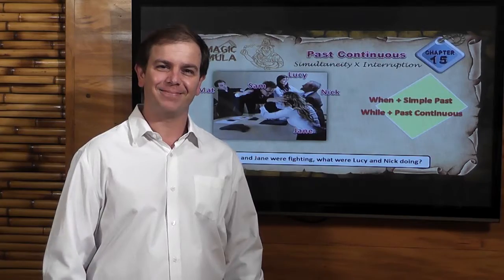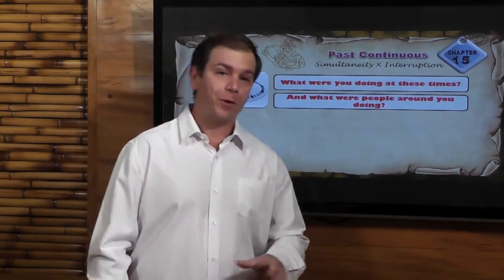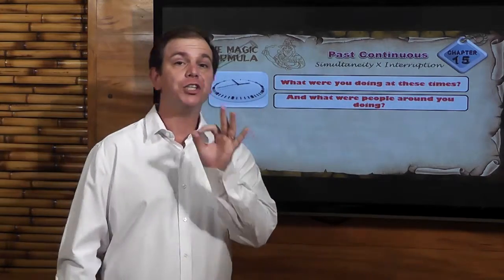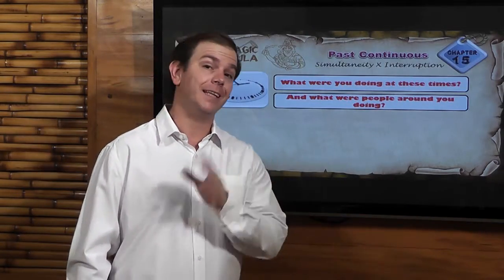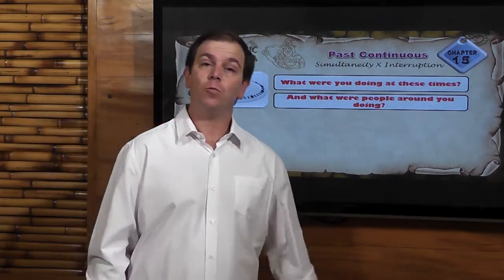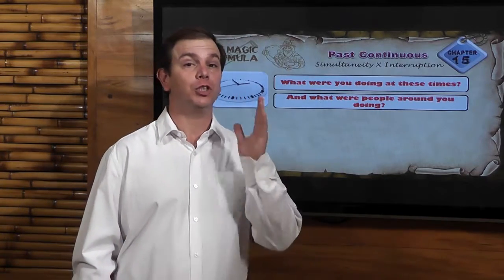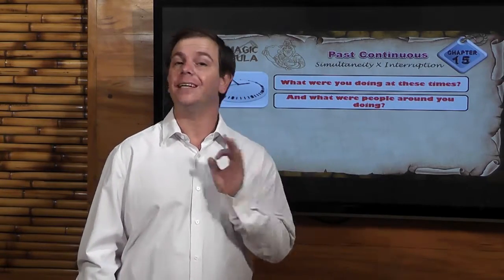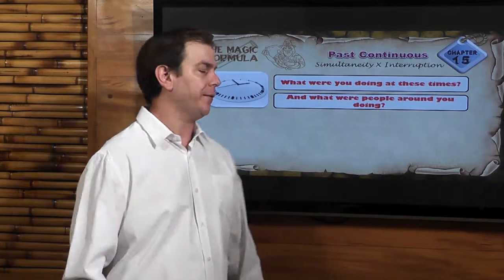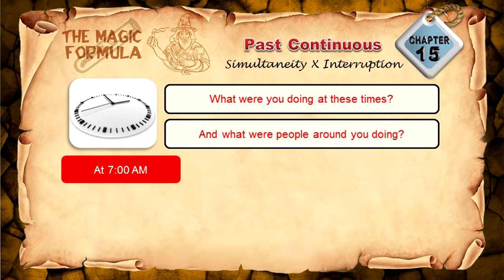Got it? Okay, now the exercise is going to be a little different. You are going to tell us what you were doing at a specific time today or yesterday, and what the people around you were doing at a specific time today or yesterday. So let's begin. At 7 a.m. today or at 7 a.m. yesterday, what were you doing and what were people around you doing?